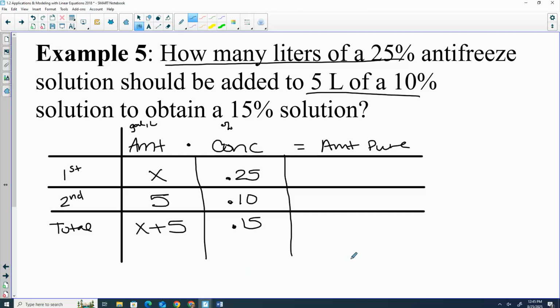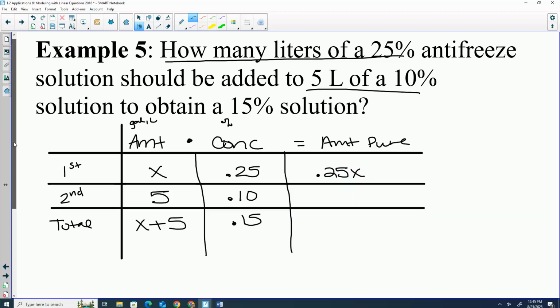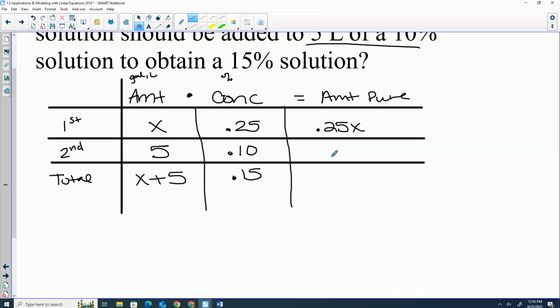All right. How do I get this column? Amount times concentration. X times 0.25 is 0.25x. 5 times 0.1 is 0.5. Here I have my 0.15 times the x plus 5.